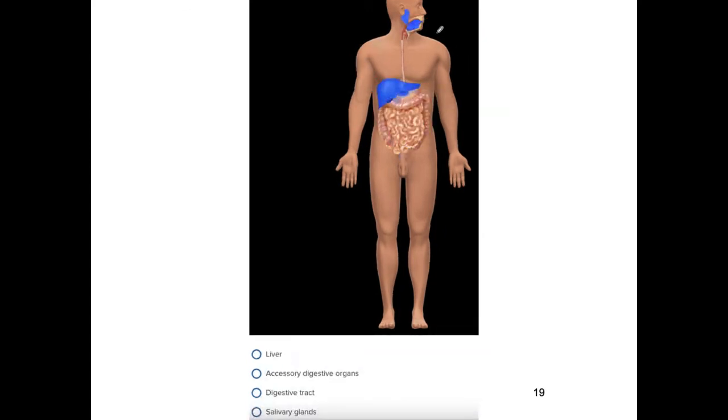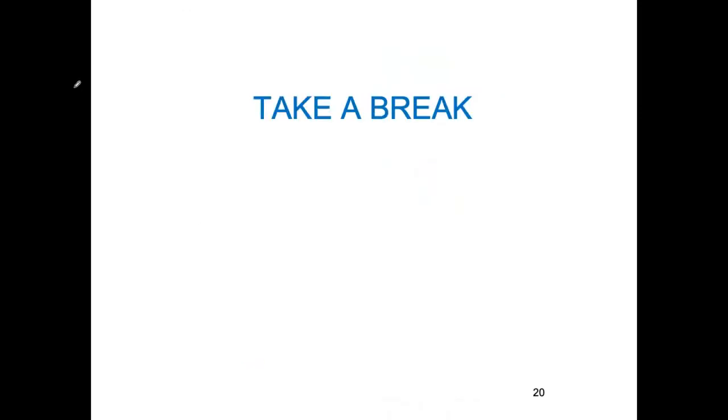So here, when they're pointing to the tongue and the salivary glands and the parotid gland and the liver and the pancreas, and they want to know what those are, all of them are not the liver. They're not all the salivary glands. So now we have to choose between the digestive tract or the accessory digestive organs. It's definitely not the digestive tract, so it would be the accessory digestive organs.